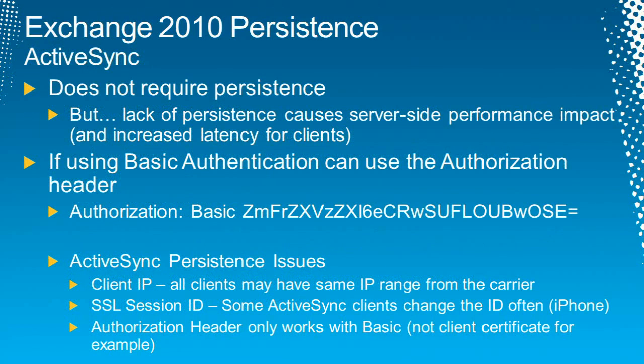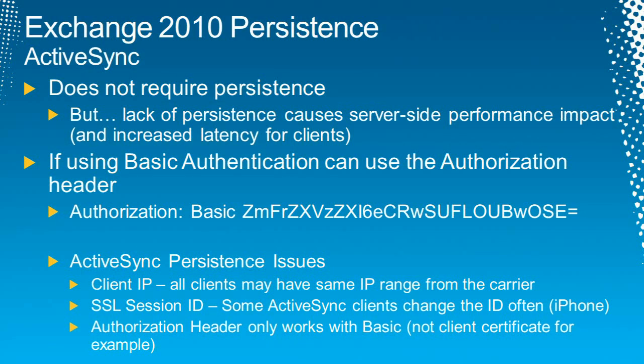ActiveSync doesn't require persistence, but we see a performance benefit if we turn it on. ActiveSync clients are not browser-based clients, so the concept of an application cookie doesn't work, right? We're not going to be sending cookies back from browsers on an ActiveSync phone. But ActiveSync does typically leverage basic authentication, and with basic authentication, we have this authorization header that's sent with each client request. So we can have the load balancer leverage the ActiveSync authorization header to maintain persistence for the duration of that ActiveSync session. Other options would be client IP.